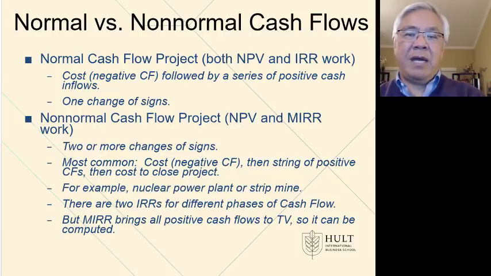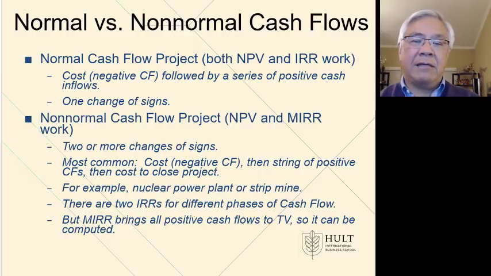The other one is a strip mine or an oil rig, let's say out in the North Sea. It costs a lot of money to drill the initial platform in the North Sea, but after a while you have to refurbish it, and that's a major, major expenditure. So those are examples. When we have these kinds of abnormal cash flows, we may have two or more internal rates of return because it depends on the different phases of cash flows in which we're operating. And MIRR brings all positive cash flows back to a terminal value. So it's actually a way to address this.